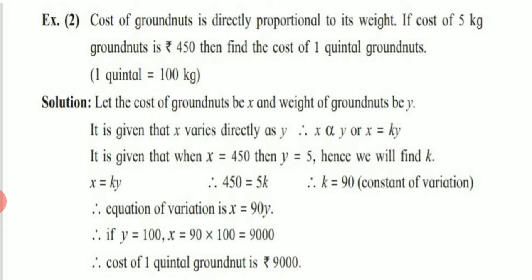Therefore, 450 is equal to 5K. Therefore, K is equal to 90, the constant of variation. Therefore, the equation of variation is X is equal to 90Y. Therefore, if Y is equal to 100, X is equal to 90 into 100 is equal to 9000. Therefore, the cost of 1 quintal groundnuts is rupees 9000.